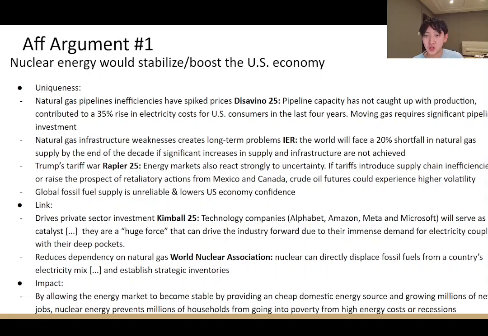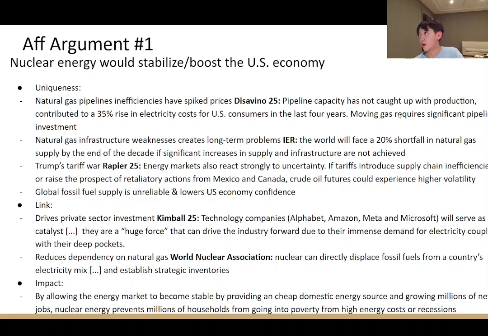The main idea is just natural gas is unstable. When we affirm, we move into a more stable energy, which prevents recessions because natural gas instability has caused recessions in the past, right? That's basically the front line of the argument. You can change the impact any way you want, but that's just the central idea.